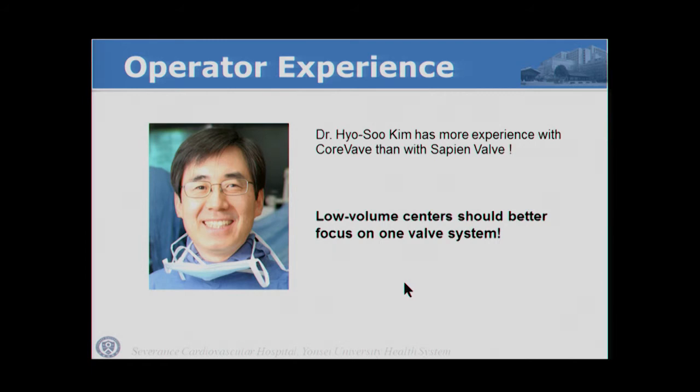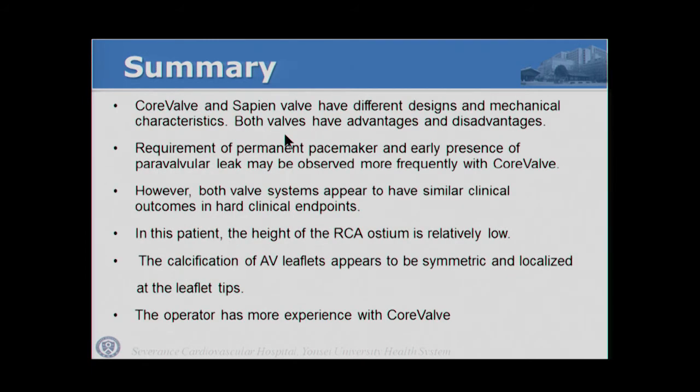And this is my summary. CoreValve and Sapien valve have different designs and mechanical characteristics. Both valves have advantages and disadvantages. The requirement of a permanent pacemaker and paravalvular leak may be observed more frequently with CoreValve. However, both valve systems appear to have similar clinical outcomes in hard clinical endpoints.